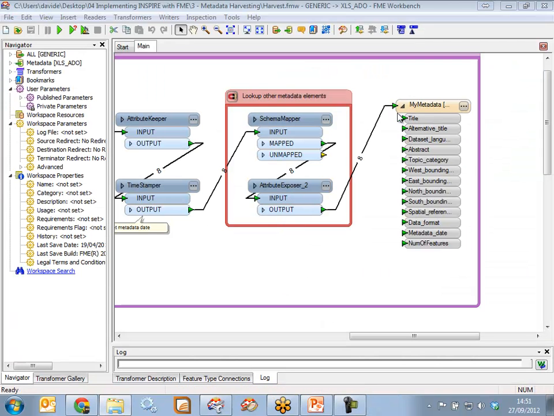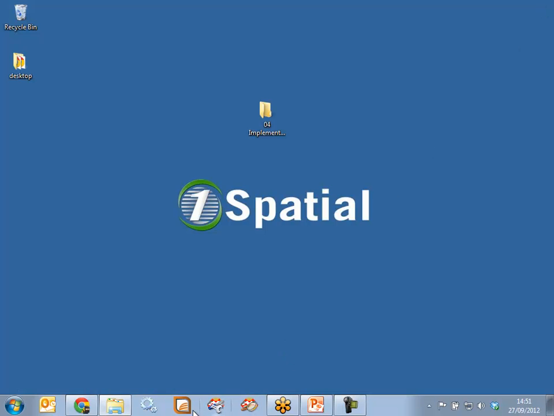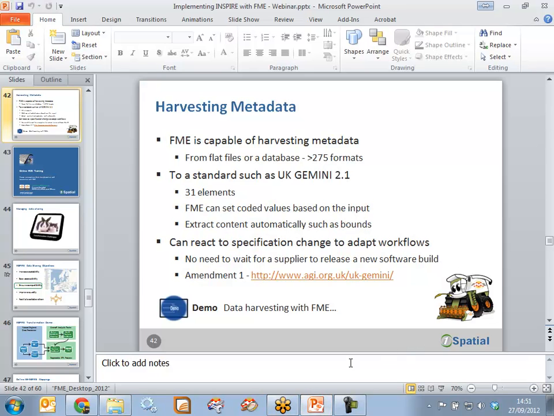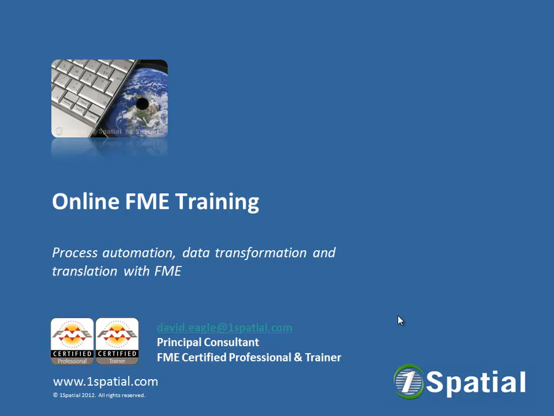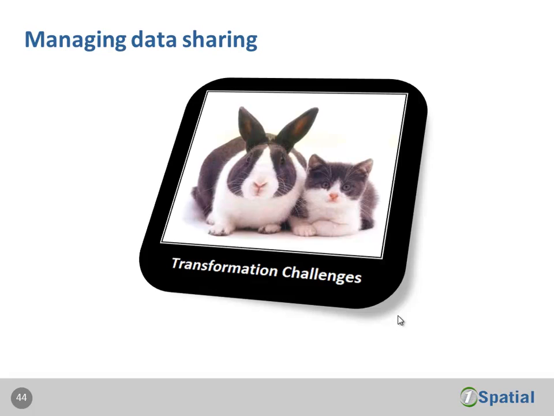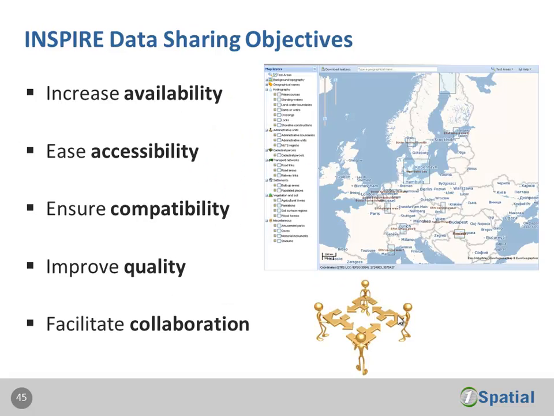So we can see that we've got title, alternative title, the dataset, language, an abstract for each dataset, as well as bounding box and the topic categories that have been derived from the coded domains. And as I say, 30 or so elements need to be populated to conform to UK Gemini. And you can write that output into a spreadsheet, or you could write it out into a database table to manage that information.